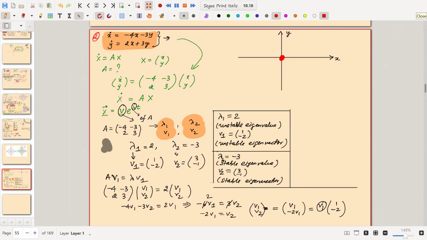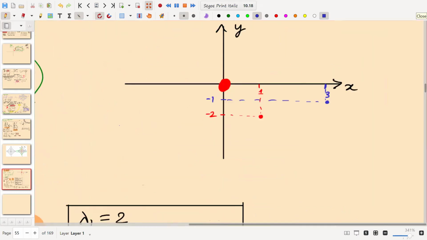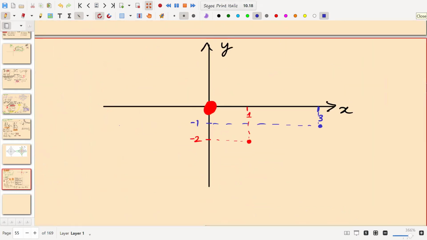Okay, one is 1 minus 2, right? So x will be 1 and y will be minus 2. Fine. So it will be this point, right? Okay. Now let's plot the second eigenvector, that is 3 minus 1. X equals 3, y equals minus 1. Where will it be? X equals 3 means further away, right? And y equals minus 1 means here somewhere. So it will be something like this here, right? Agree? Fine.